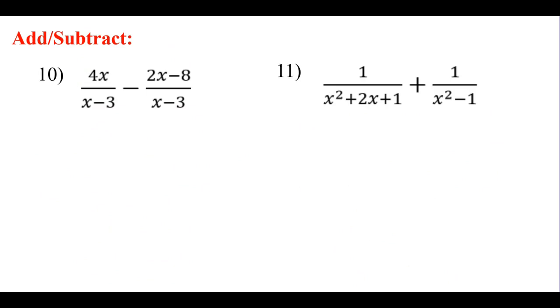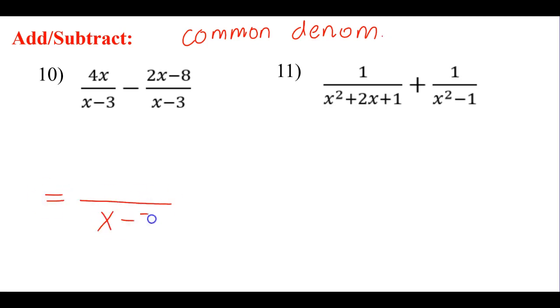Okay. Number 10. Adding and subtracting. What do we have to add or subtract fractions? Common denominator. On number 10, are they common? Yes. Yeah. If they're already common, your answer is over that number. And then we just perform our operation across the top. So what is 4x minus 2x minus 8? 2x plus 8.